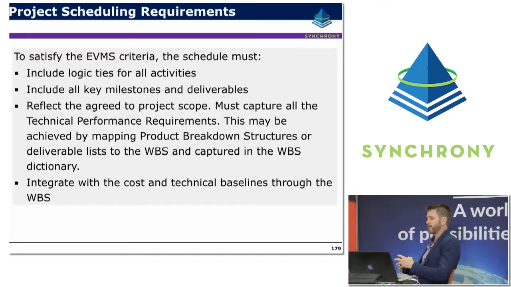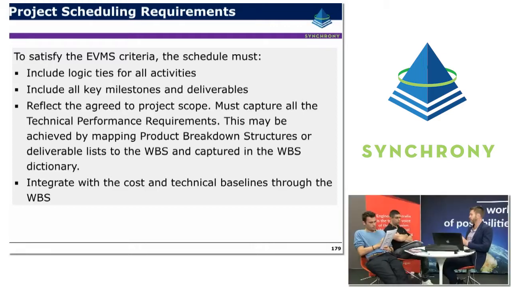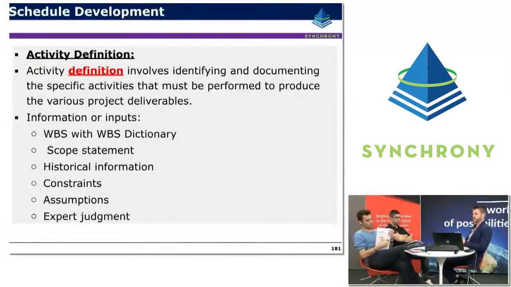This can be achieved by mapping the product breakdown structures and deliverable lists to the work breakdown structure, making sure that they're all captured within the WBS dictionary, and integrating the cost and technical baselines through the WBS. So making sure that the WBSs within the schedule also contain the cost and resources, and that it's consistent with the overall PMB.